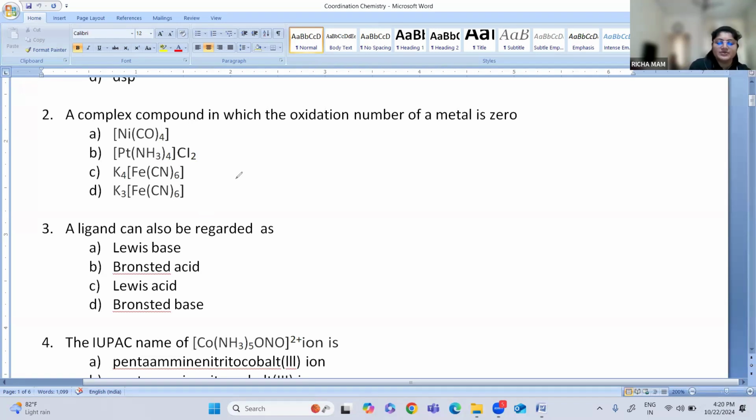How are we going to define Lewis base? Lewis base, we talk about in terms of electron pair. When we are discussing the Lewis concept, we talk in terms of electron pair. So what does a base do? It donates an electron pair. What does Lewis base tell us? It donates an electron pair.